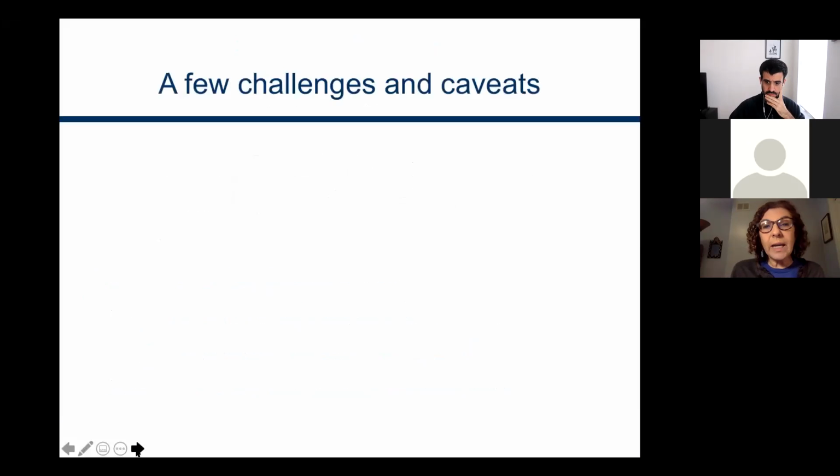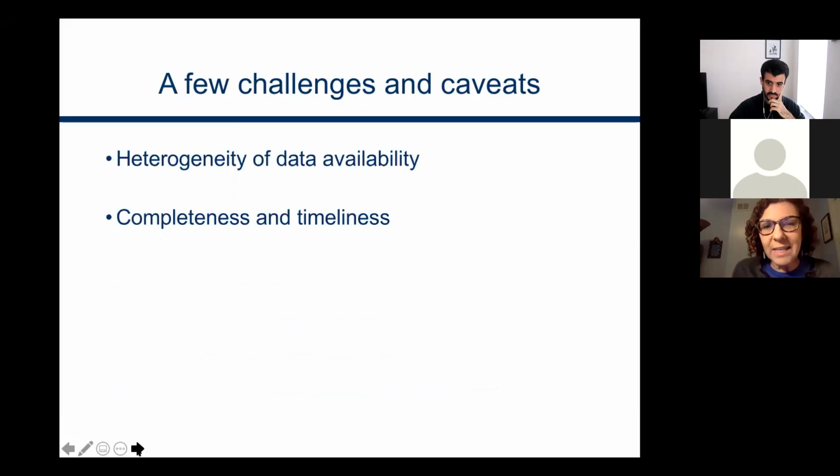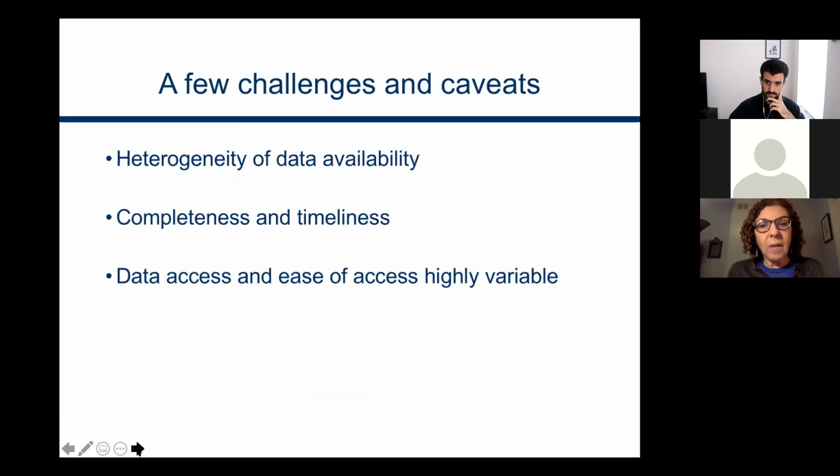So before turning it over to Usama, I just want to highlight a few challenges and caveats to keep in mind. One is that there is large heterogeneity in data availability. Another is that completeness and timeliness of the data also varies across cities. And so does the data access and the ease of access. So these are some of the challenges that we've been working on as we put together this dashboard. And I think even just learning from this has been an important exercise.